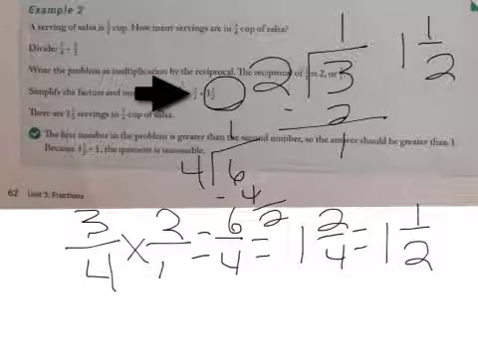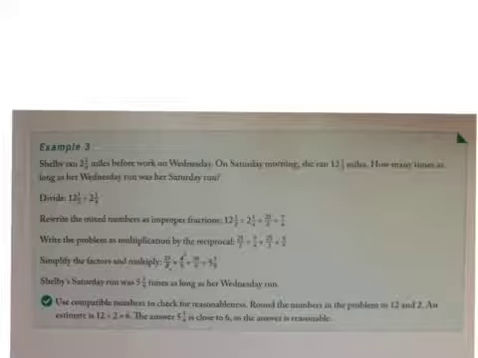Okay, so let's go on to our example number 3. So Shelby ran 2 1/4 miles before work on Wednesday. On Saturday morning, she ran 12 1/2 miles. How many times as long as her Wednesday run was her Saturday run? So it tells us to divide. We're going to divide 12 1/2 divided by 2 1/4.